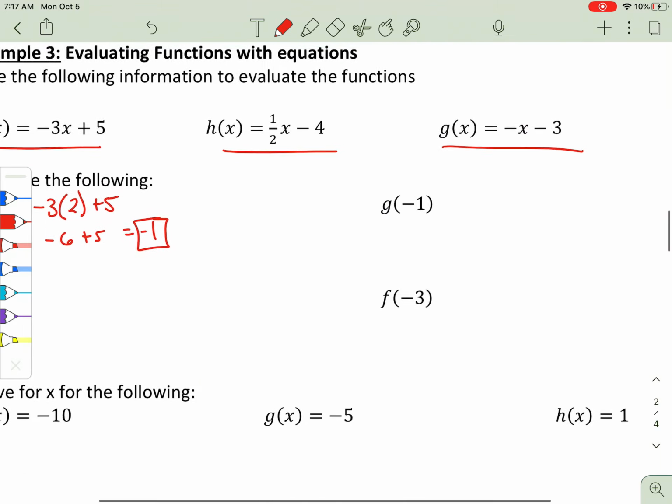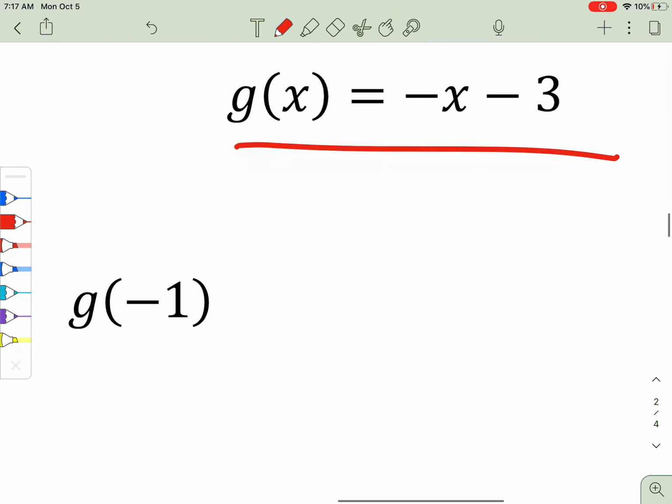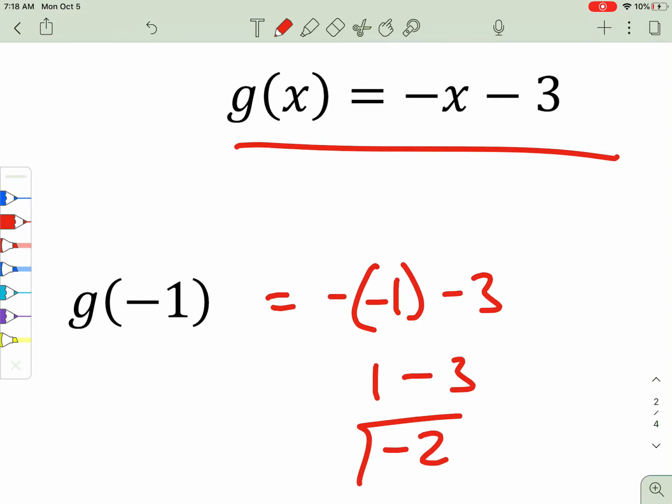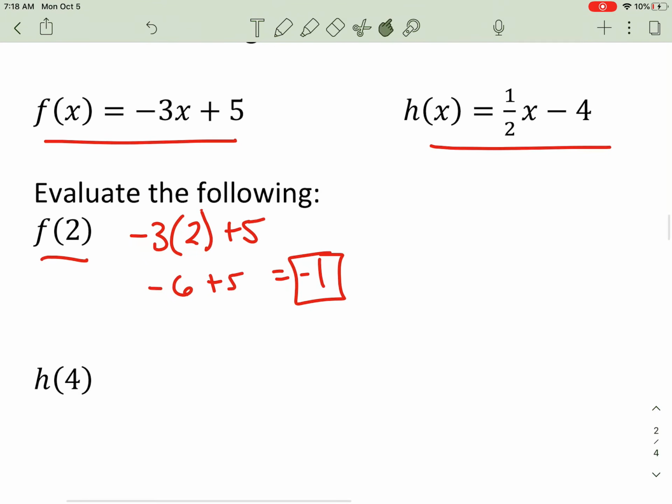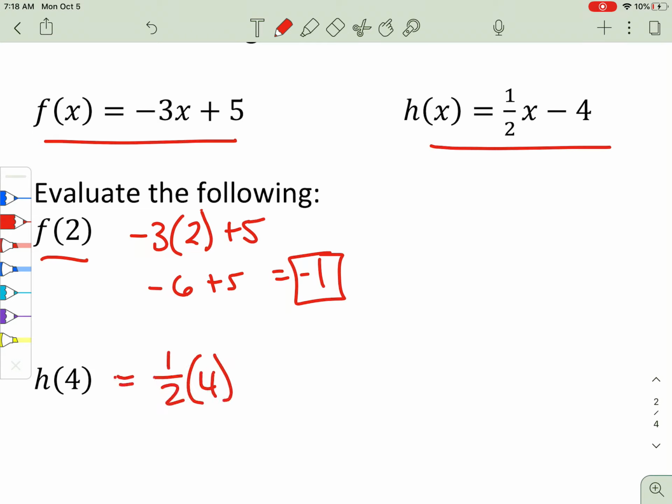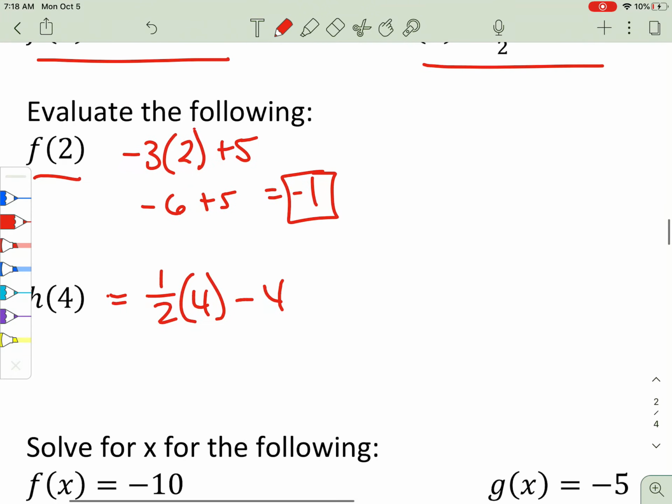Done. How about g of negative 1? Okay, that's up here, right? Because this is the g of x. So this is negative 1 minus 3, which is positive 1 minus 3, which is negative 2. Okay. H of 4, that's this one up here. So this is 1/2. 4 is our input. Minus 4. Half of 4 is 2. 2 minus 4 gives you negative 2.